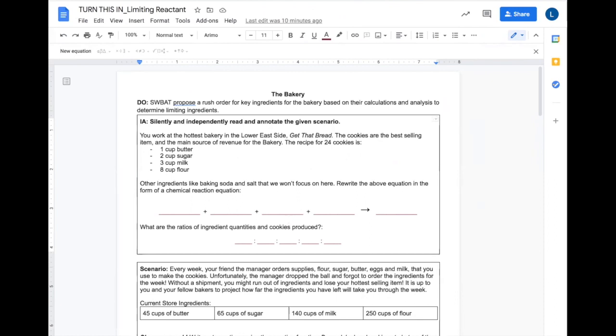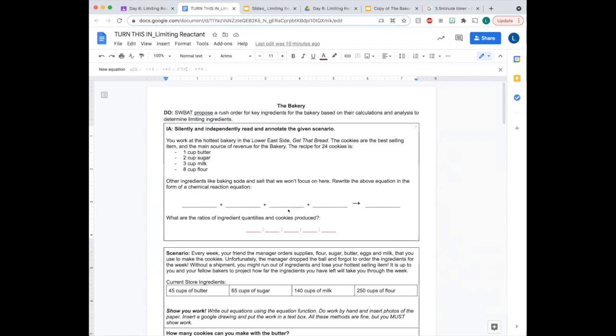You work at the hottest bakery in the Lower East Side. Get that bread. The cookies are the best-selling item and the main source of revenue for the bakery. This recipe for 24 cookies is 1 cup butter, 2 cups sugar, 3 cups of milk, and 8 cups flour. Other ingredients like baking soda and salt we won't focus on here. We write the above equation in the form of a chemical reaction equation. Okay, so did anybody rewrite this in the form of a chemical equation?